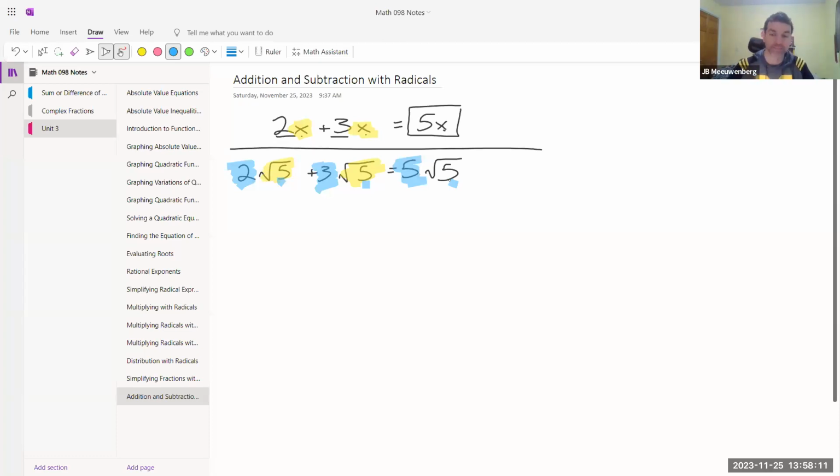Okay, that's it. We're looking for like radicands, right? The numbers on the inside. We can't add them together if those are not the same number. So similarly, radical 11 plus 6 radical 11 would be 7 radical 11. Why? Because there's an understood 1 as the coefficient on that one.